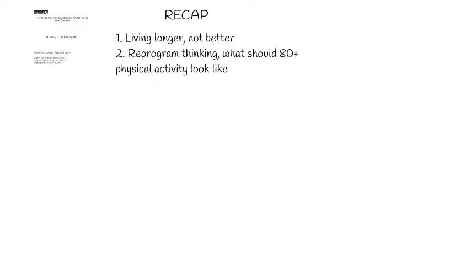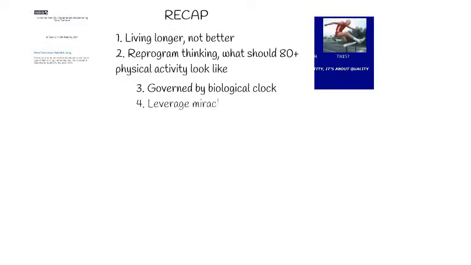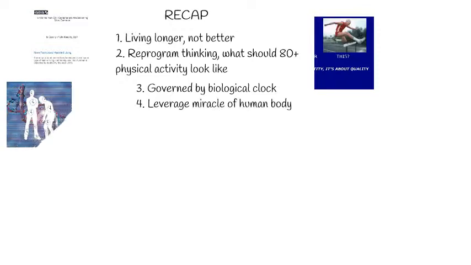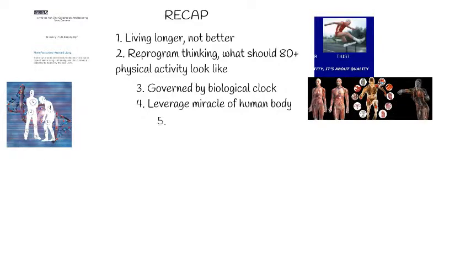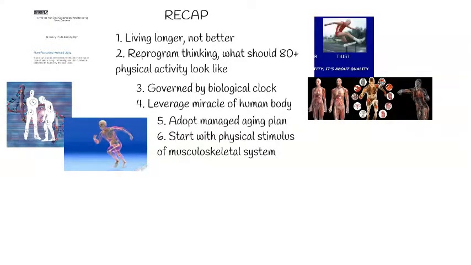Let's recap. We are living longer, not necessarily maintaining quality of life though. We need to reprogram our thoughts as to what physical levels should someone 80 plus perform at, believing they can jump a hurdle. We are governed by a biological clock, biological aging. The human body is a miracle. We need to leverage its abilities to our advantage. We need to adopt a full circle managed aging plan. A start is focusing on physical stimulus of the musculoskeletal system.